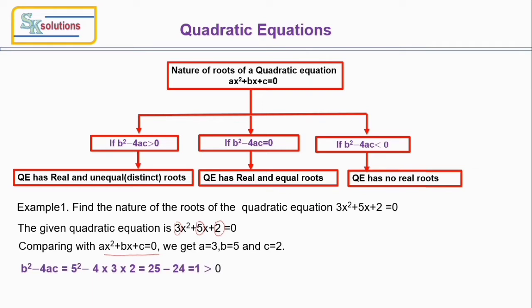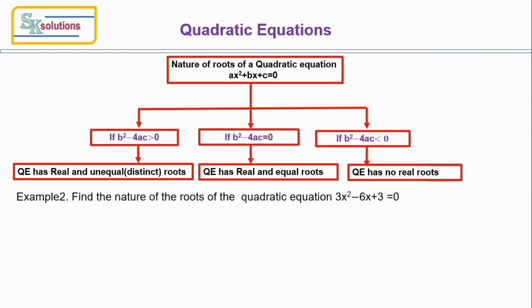On finding the value of b square minus 4ac, we get 5 square minus 4 into 3 into 2, which is 25 minus 24 is equal to 1, greater than 0. What is the condition if b square minus 4ac is greater than 0? The quadratic equation has real and unequal roots. Therefore, we conclude that this quadratic equation has real and distinct roots.